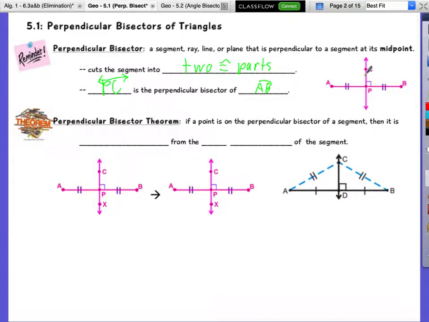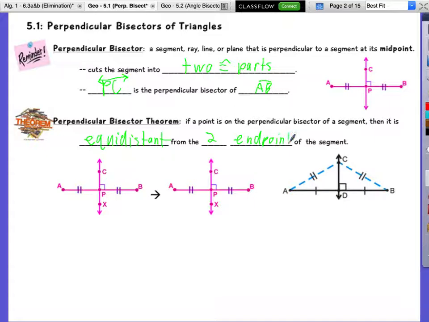And then we talked about this perpendicular bisector theorem, because I said whenever we have something, we have to have theorems attached to it that we use. So if a point is on the perpendicular bisector of a segment, then it is what we call equidistant. Remember those equal distances, equidistant from what? The two endpoints of the segment.